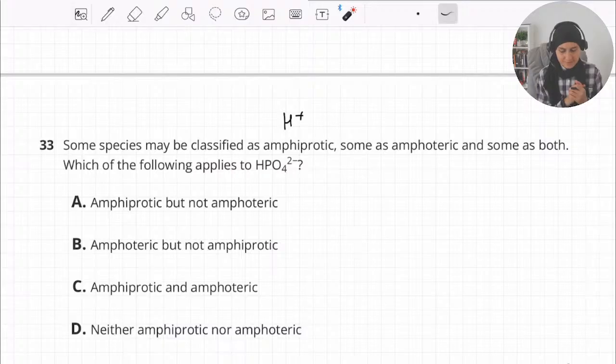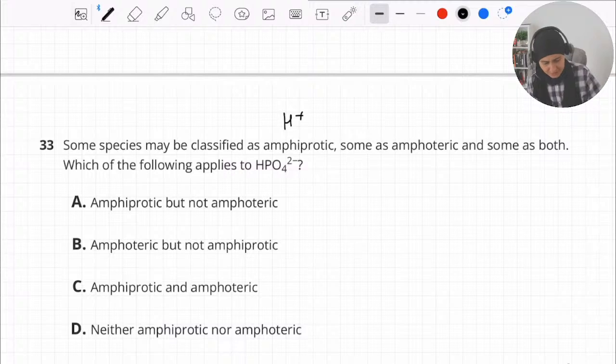So if a substance is amphiprotic, I'd say it should be amphoteric. Probably that's the correct way to say it. Because if it can gain and lose a proton, then yes, it can act as both acid and base. So it will be amphoteric.